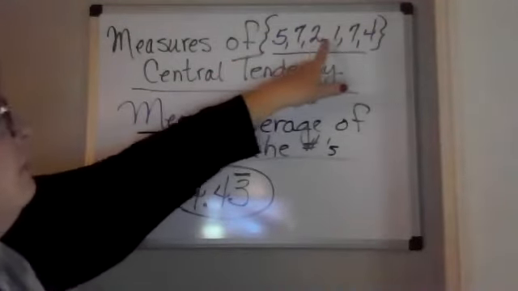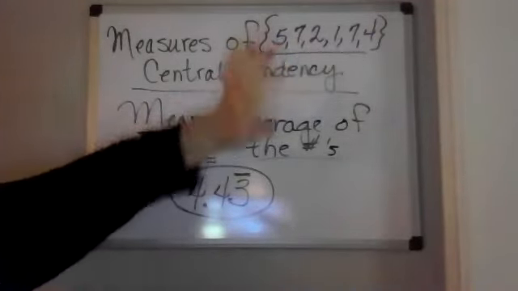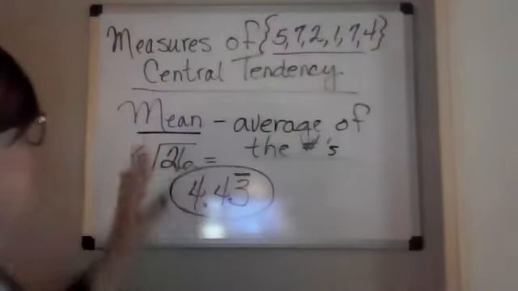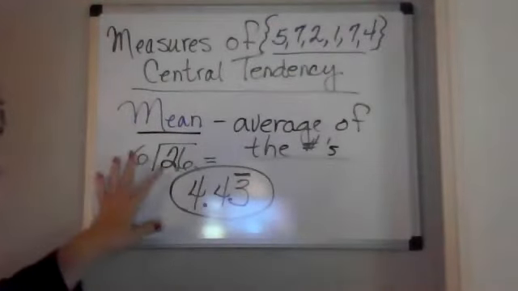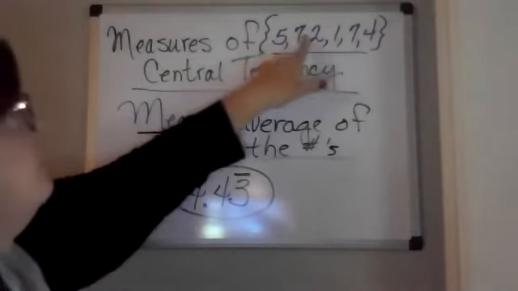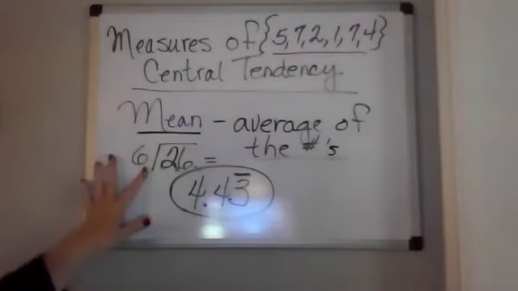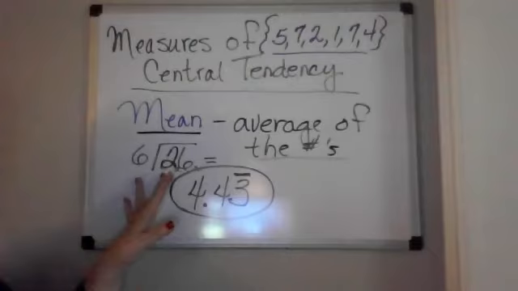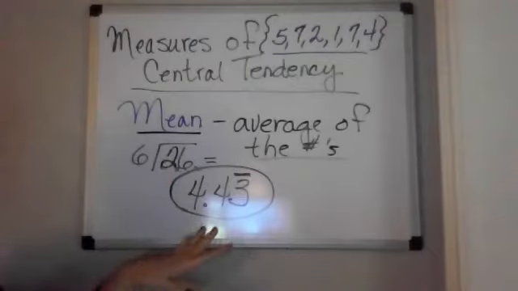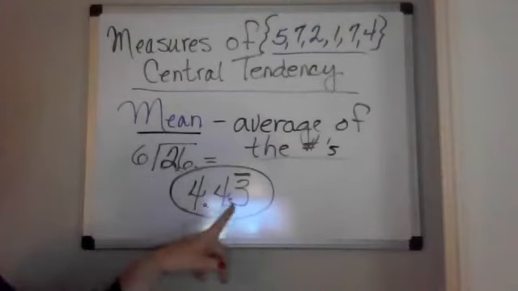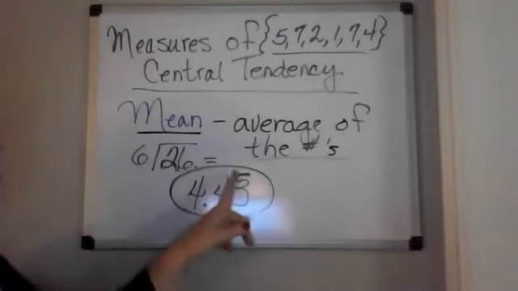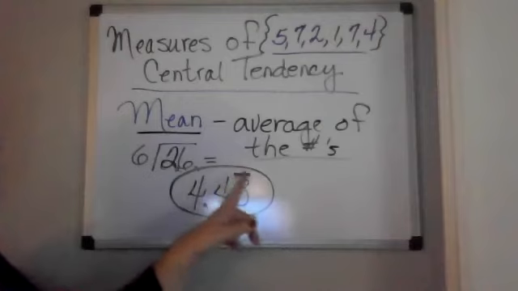7 and 4 is 11, 12, 14, 21, 26. When you add these together, you get 26. You divide by how many numbers? 1, 2, 3, 4, 5, 6 numbers. When you divide that out by hand or on the calculator, it comes out to 4.43, I hope, and the 3 continues on. This indicates that the 3 repeats.